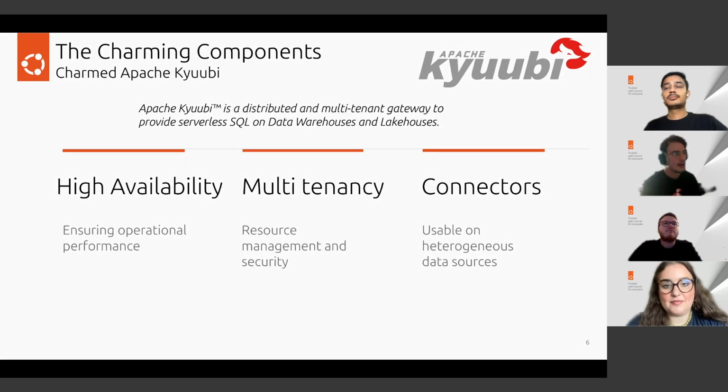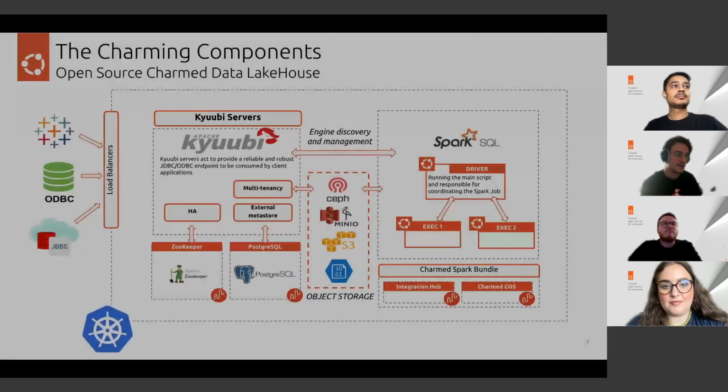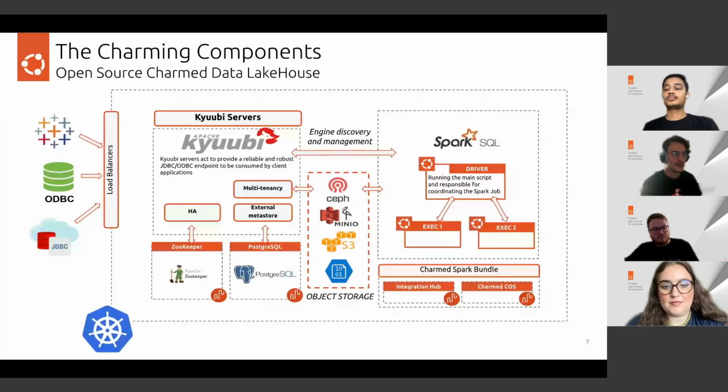Moving on, how do we integrate Apache Kyuubi with our current offering to create the open source Charmed data lakehouse? Even if Apache Kyuubi streamlines data processing on top of Apache Spark, deploying it and managing its lifecycle can still be tricky. So by leveraging Juju and Charm technologies, we created a new Charm for Apache Kyuubi to simplify its deployment on Kubernetes environments and how to operate it.